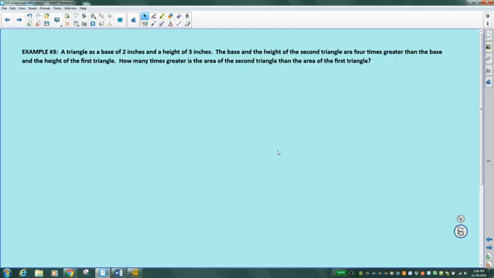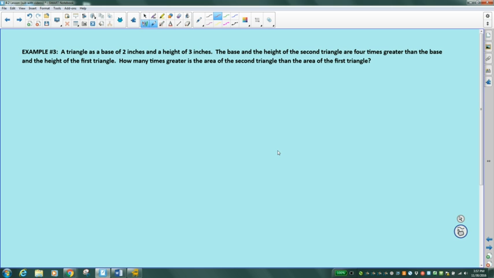Our last example is example 3, and it reads, a triangle has a base of 2 inches and a height of 3 inches. The base and the height of the second triangle are 4 times greater than the base and the height of the first triangle. How many times greater is the area of the second triangle than the area of the first triangle? So there's a lot of stuff here that we're looking at.